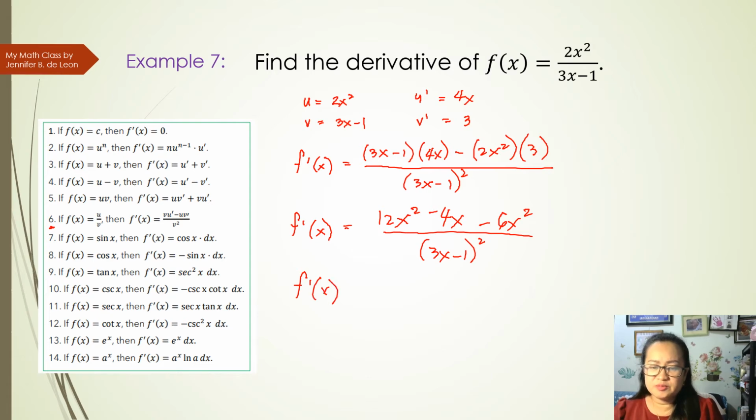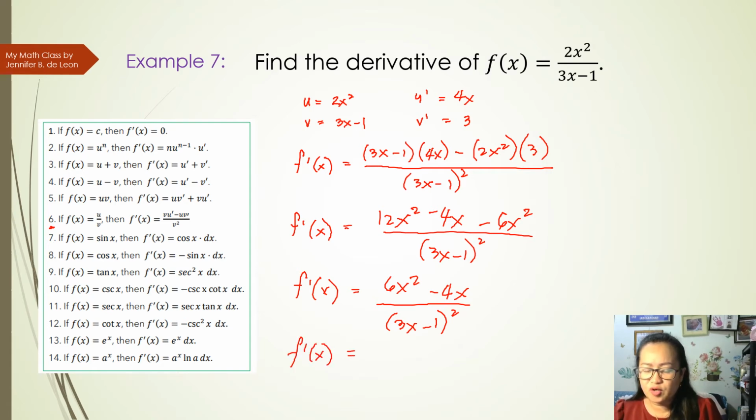Okay, we combine similar terms. Then we will have 6x squared minus 4x all over the square of 3x minus 1. Now let's take a look if we can cancel out something. By expressing the numerator in factored form, we extract the greatest common factor, which is 2x.